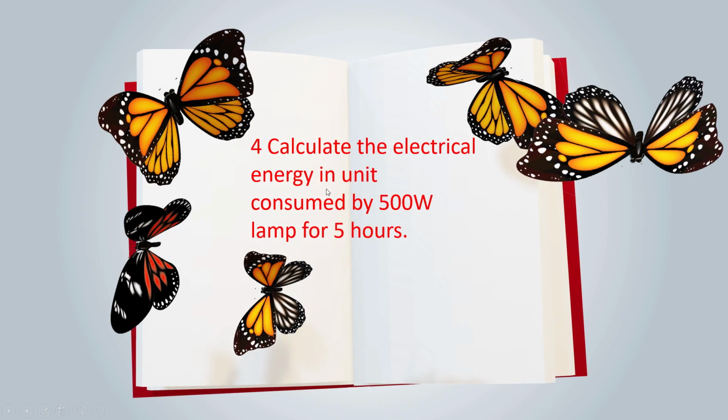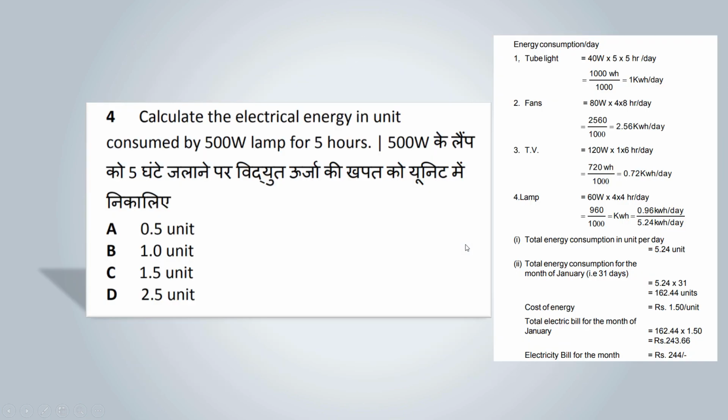Calculate the electrical energy in unit consumed by 500 watt lamp for 5 hours. So friends, here I will explain a little bit. Calculate the electrical energy in unit. 1 unit means 1 kilowatt hour. So here 500 watt is there. We convert this watt into kilowatt, means 500 divided by 1000. Next, hours put it as it is. So the answer will come 2.5 unit.